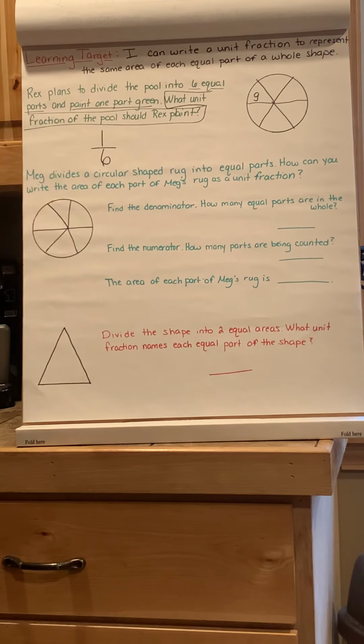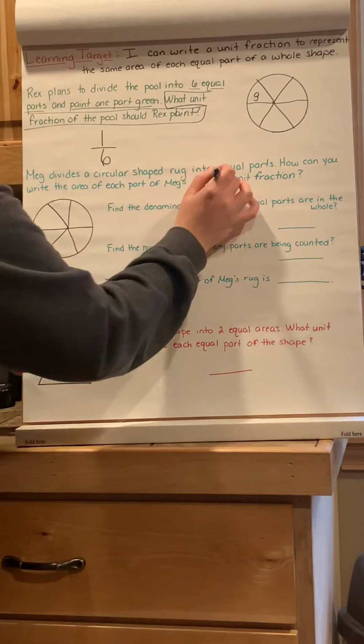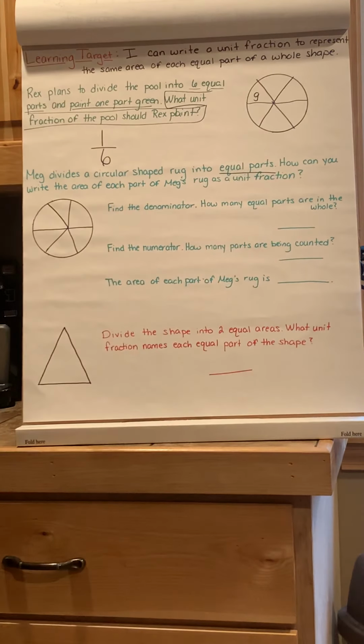Now let's move on to this next question. Meg divides a circular shaped rug into equal parts. So we know right off the bat, it's all split into equal parts. How can you write the area of each part of Meg's rug as a unit fraction? So now we're taking what we know about unit fractions and just kind of breaking it down a little bit, just so we can remember what we're using for the denominator and for the numerator.